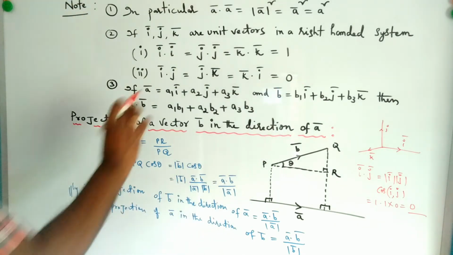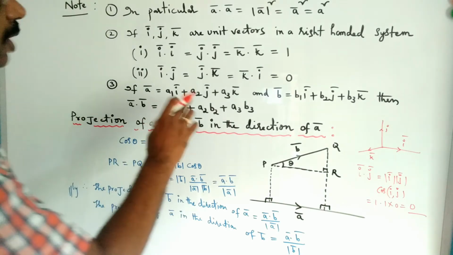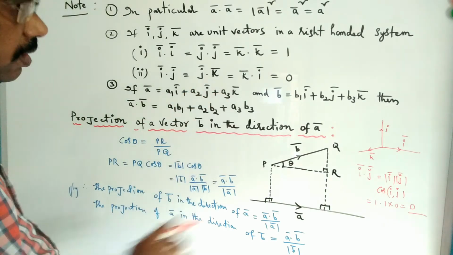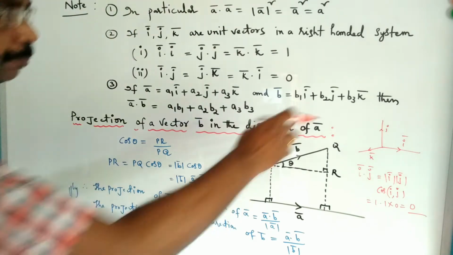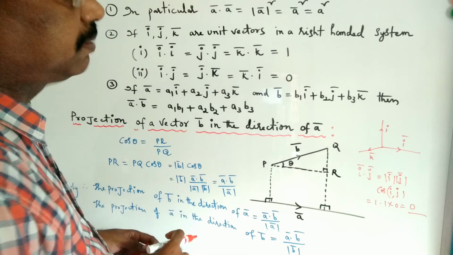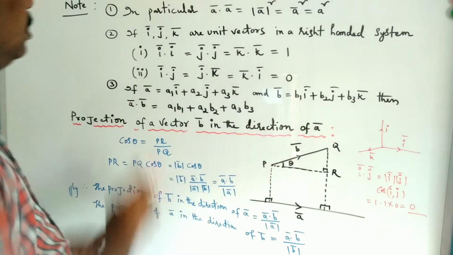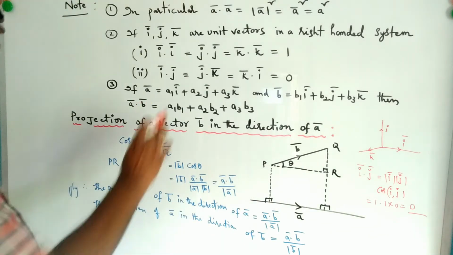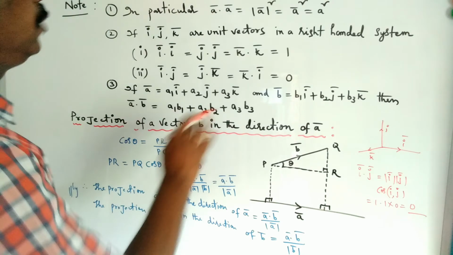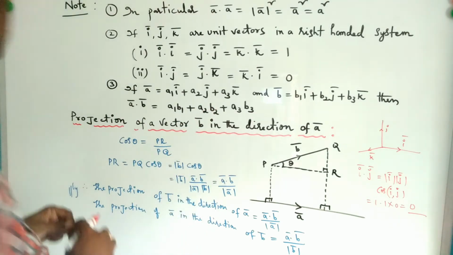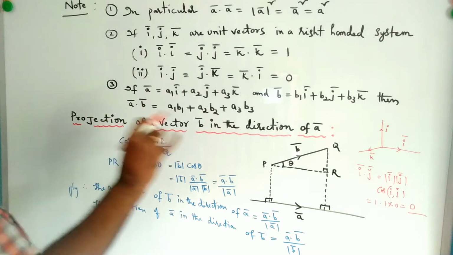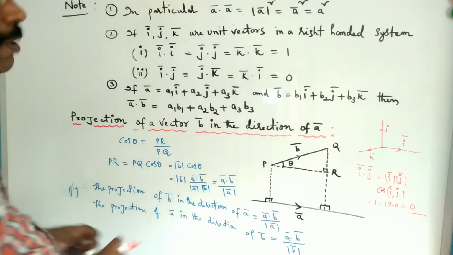Next, third one, if A bar is equal to A1 I bar plus A2 J bar plus A3 K bar and B bar is equal to B1 I bar plus B2 J bar plus B3 K bar, then A bar dot B bar is equal to A1 B1 plus A2 B2 plus A3 B3. Okay, next concept, projection of a vector B bar in the direction of A bar.